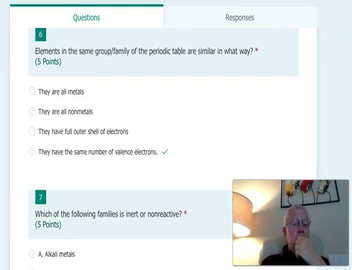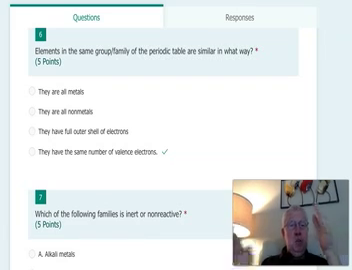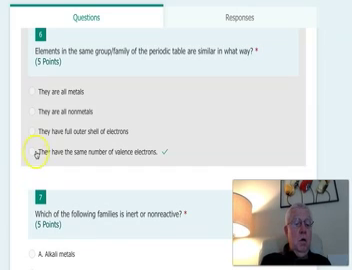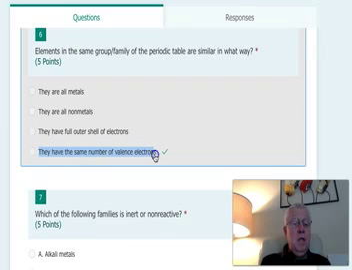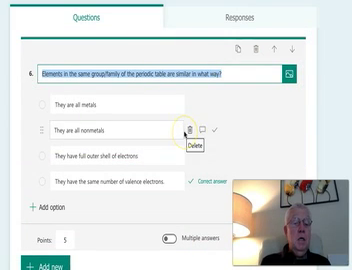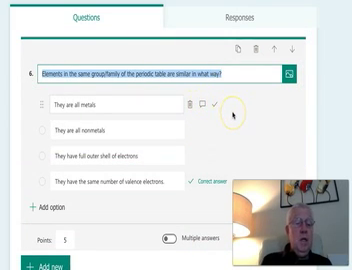Now, number 6, elements in the same group or family, so the elements going down a column of the periodic table, are similar in what way? Well, here you go. They have the same number of valence electrons. Okay? Same number of valence electrons.